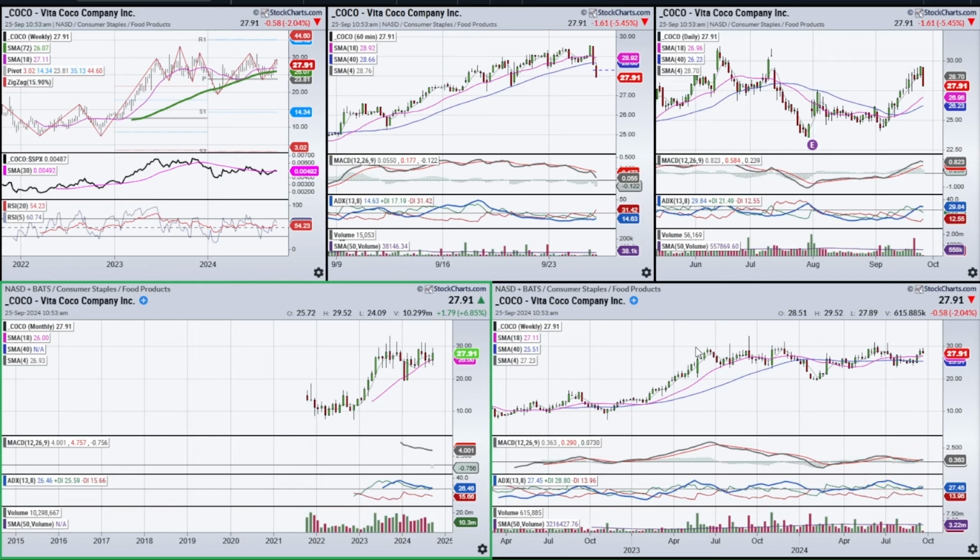Now, when I look at this pattern, you can see the key level is 30. We need to get through 30. If we get through 30 on a weekly closing basis, then I think this is starting a move to the upside.